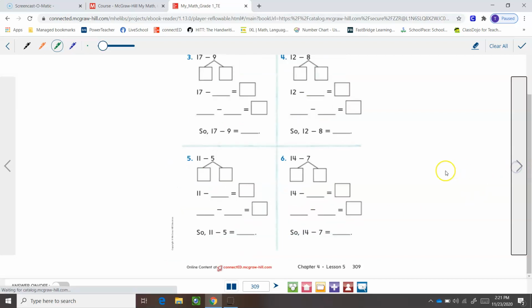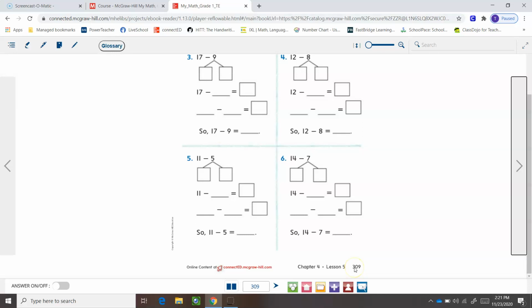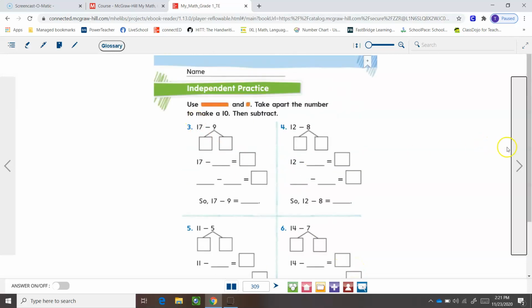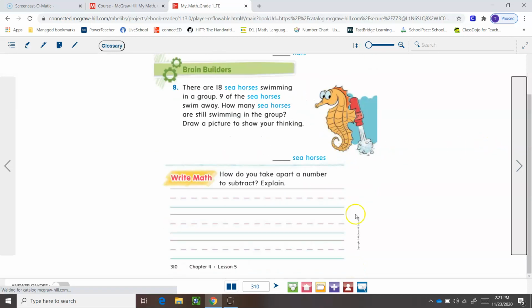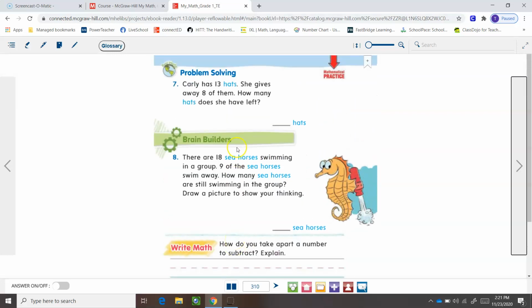So our practice for today is going to be our problem solving. It's going to be page 309. And if you do not have your book, it'd be a good time to pause the video right here and be able to see the problems. But it's going to be page 309 in your book, the independent practice. And it's also going to be this next page, 310. And again, if you don't have the book at home, it'd be a good time for you to pause it and be able to write down those problems or use this to answer those.